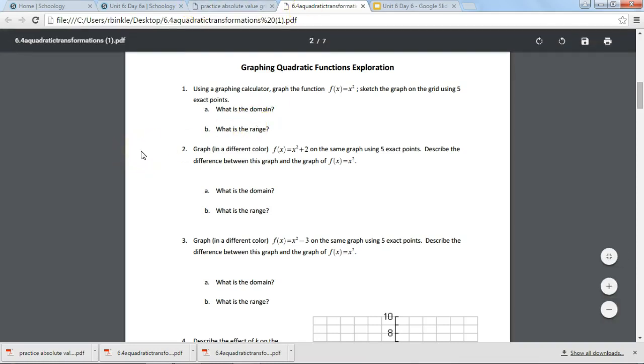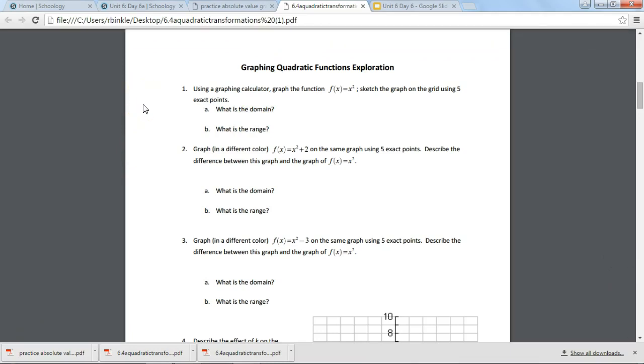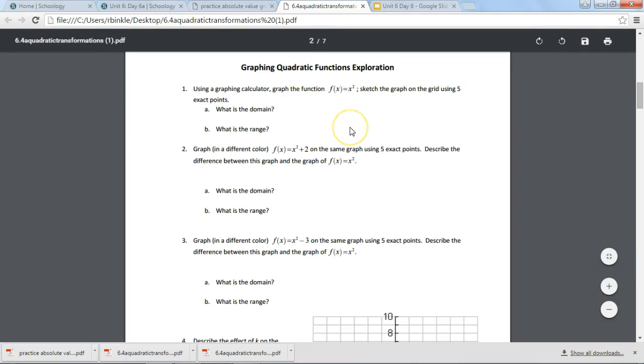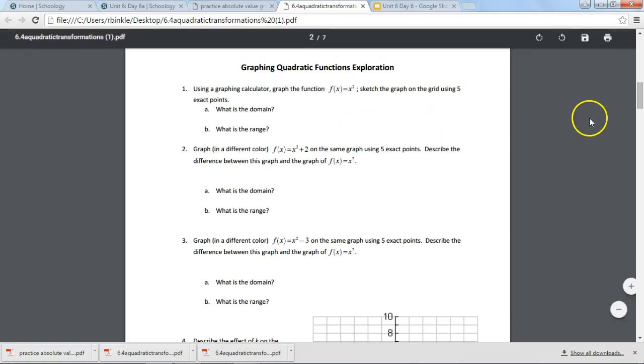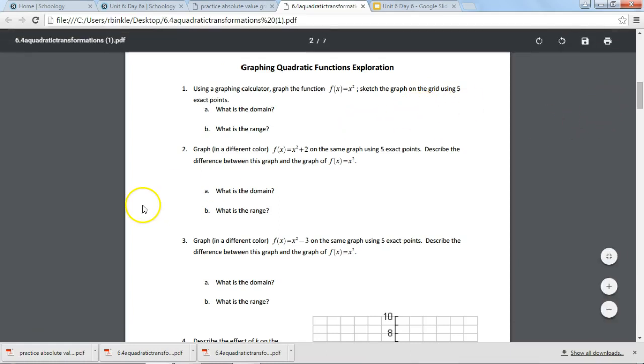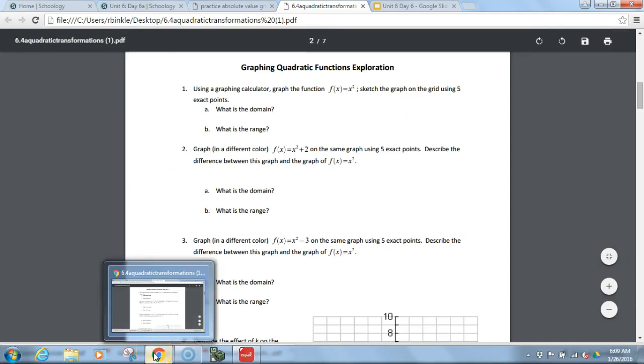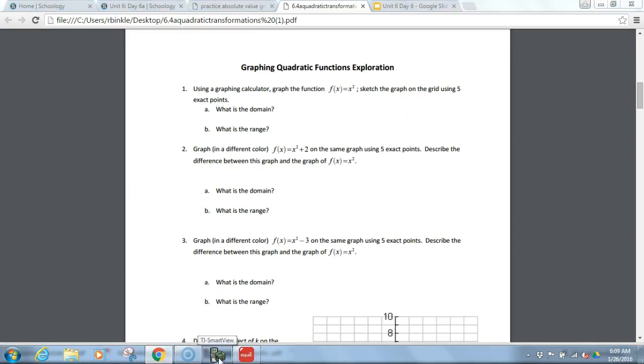Okay, so looking at the quadratic functions exploration, the first thing says using a calculator, graph the function of x squared. Sketch the graph on the grid using 5 exact points. Okay, so, actually, should I do that with you? On your calculator.